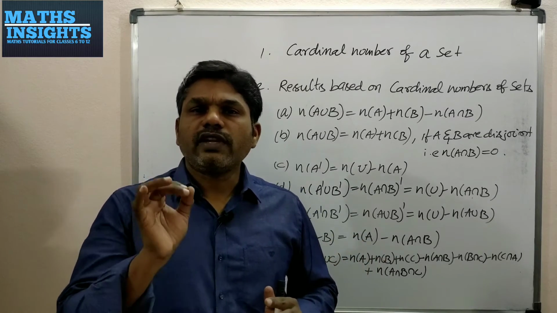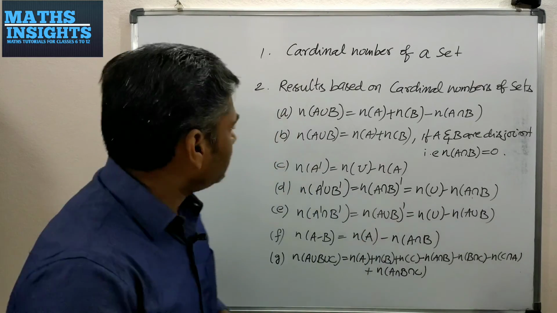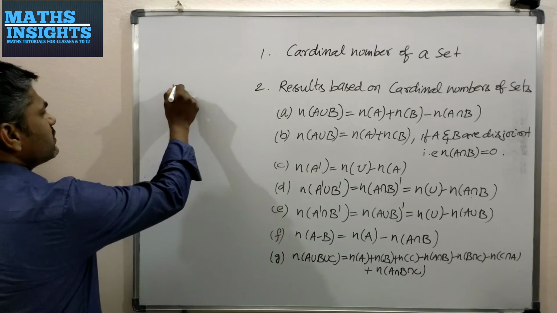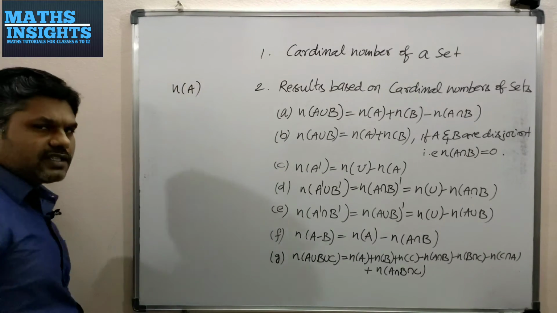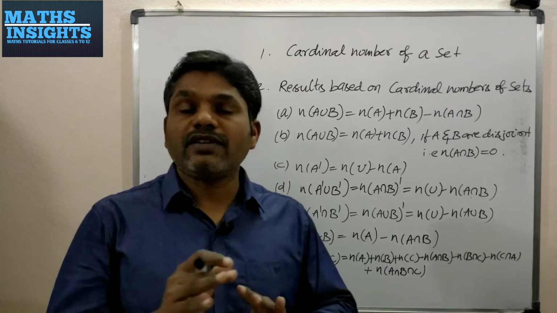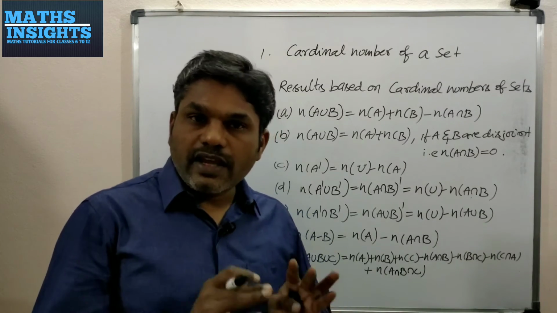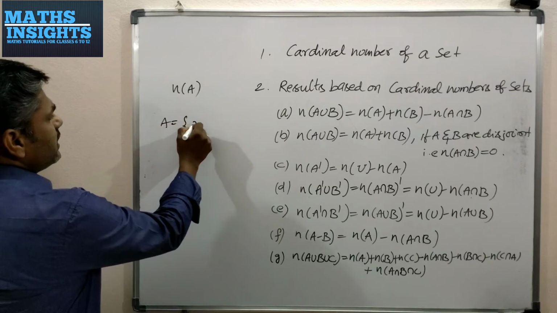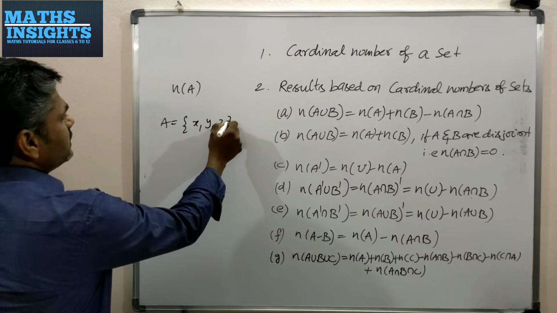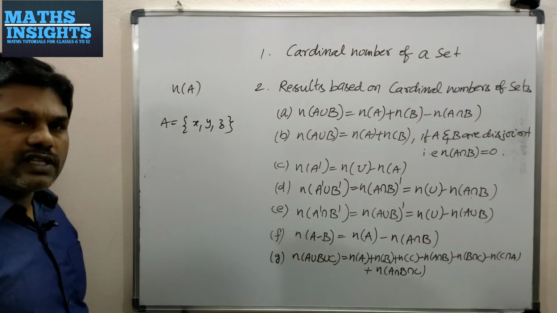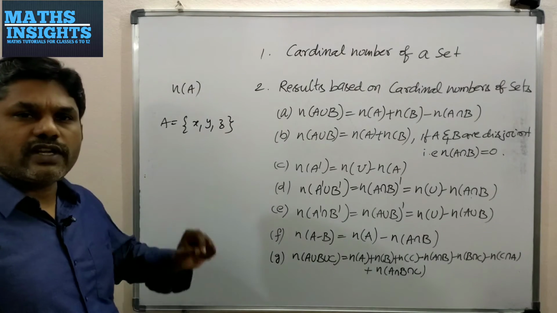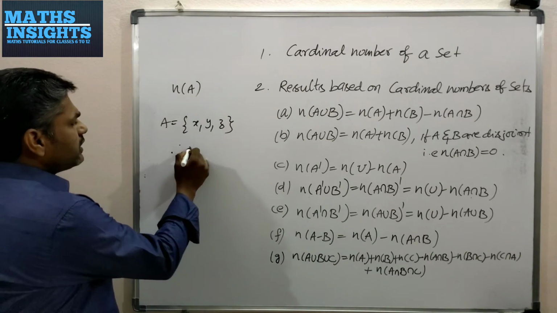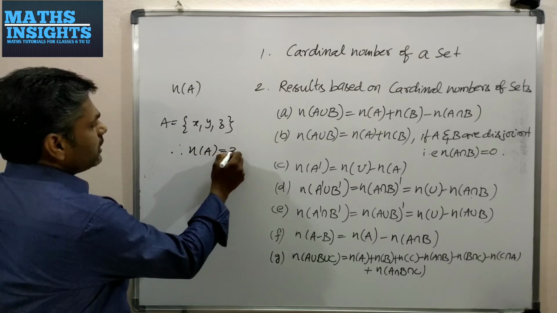Suppose you take a set A, then its cardinal number is represented as n(A). That is nothing but counting the elements of the set A. It should be finite. Suppose I am taking A as {x, y, z}. How many elements are in this set? 1, 2, 3. It's very clear. Therefore, you will write n(A) = 3.